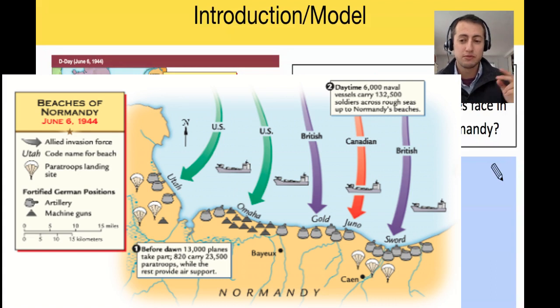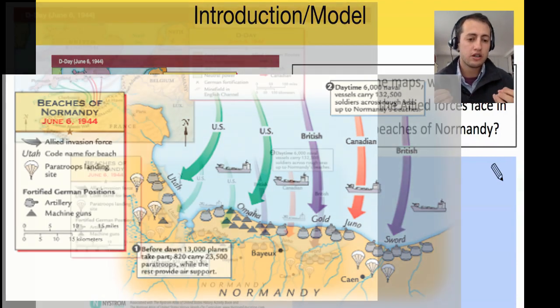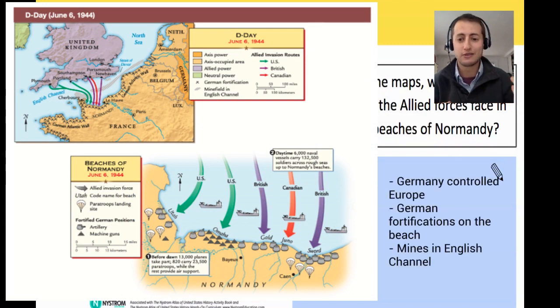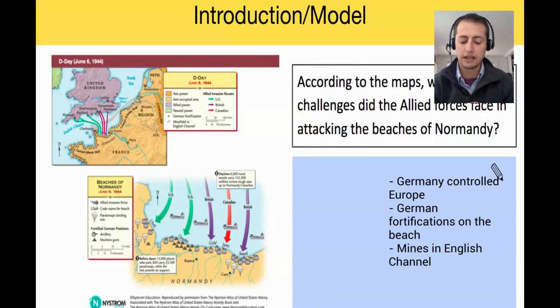You can have students recognize the names of the beaches, Utah, Omaha, etc. Some students are already going to have familiarity with those names, a lot of kids who play video games especially. These are some of the inferences you can make outside of the challenges. And then in the challenges, you've got German fortifications, the mines in the English Channel. You've got the fact that Germany did control the entire continental coast, and that Germany had artillery and machine guns positioned on the beaches to thwart any invasion. That's all something that you can get from the maps themselves.